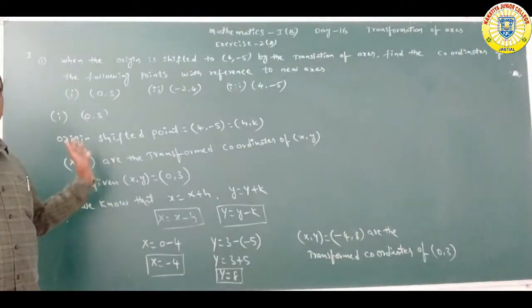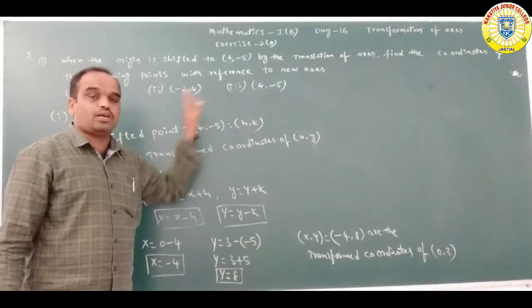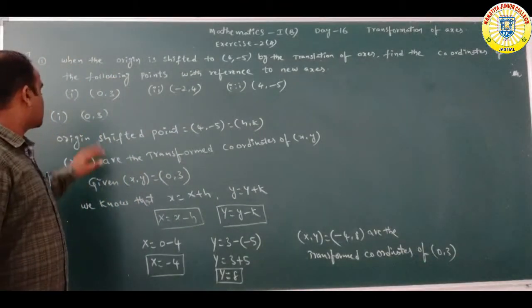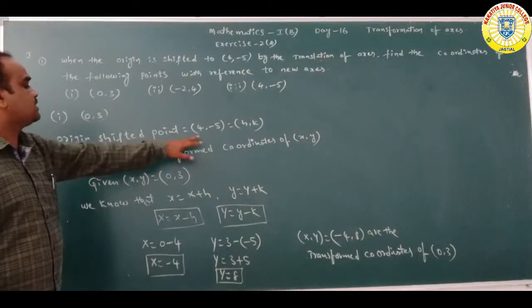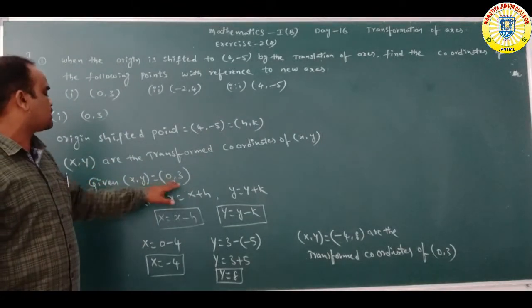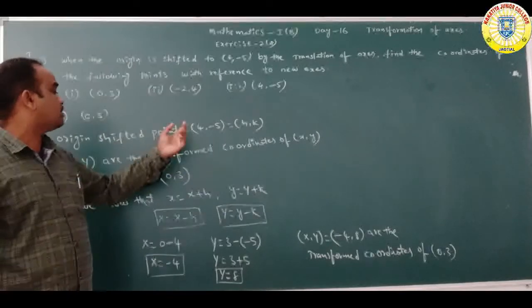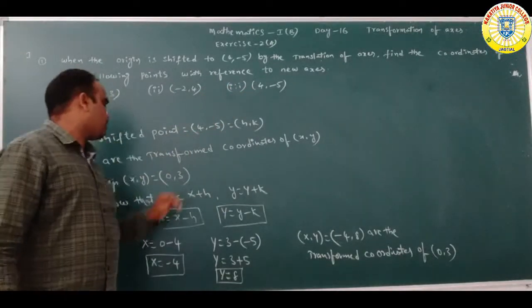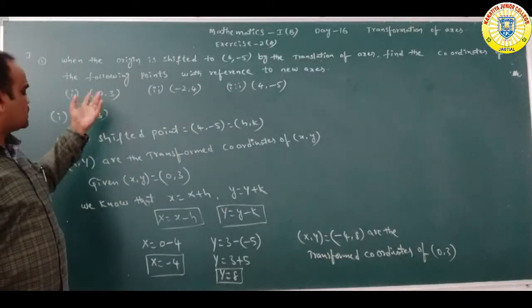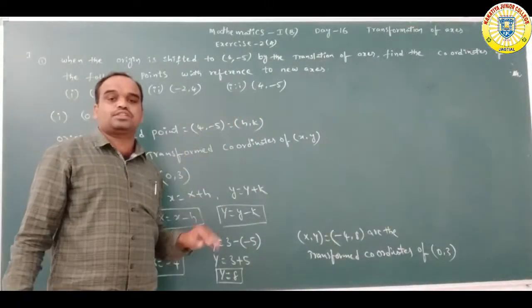Do all of them carefully. Do the remaining two problems as homework, the same as this. The origin shifted point is the same, 4, minus 5. We are changing only the small x, small y value. The next question is minus 2, 4, and the third question is 4, minus 5. Do these remaining two problems like this.